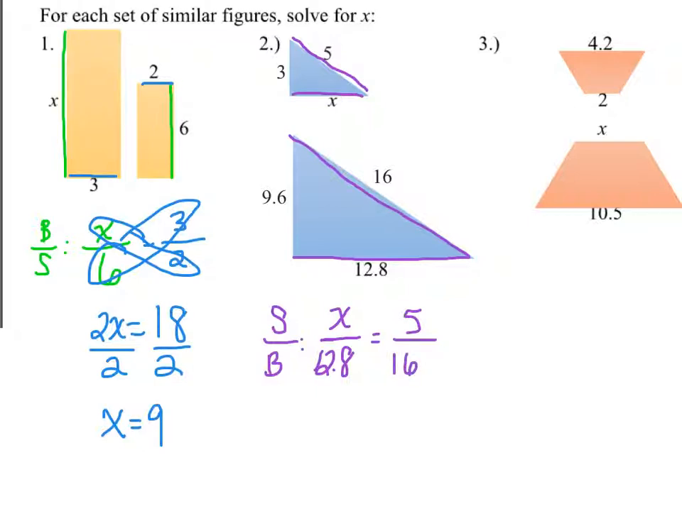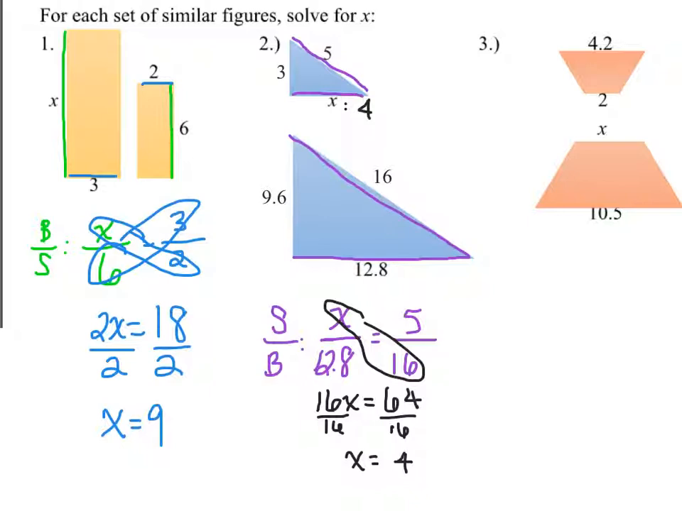You could have also used, for your second ratio, 3 over 9.6. If you did, that's fine. You should still get the same answer. Cross multiply. 16 times x is 16x. We get 64. Divide both sides by 16. And you should get x equals 4. Alright, solve for x for number 3.